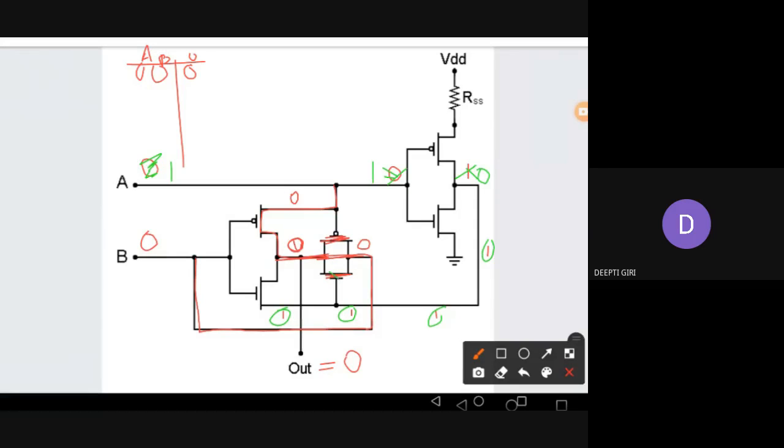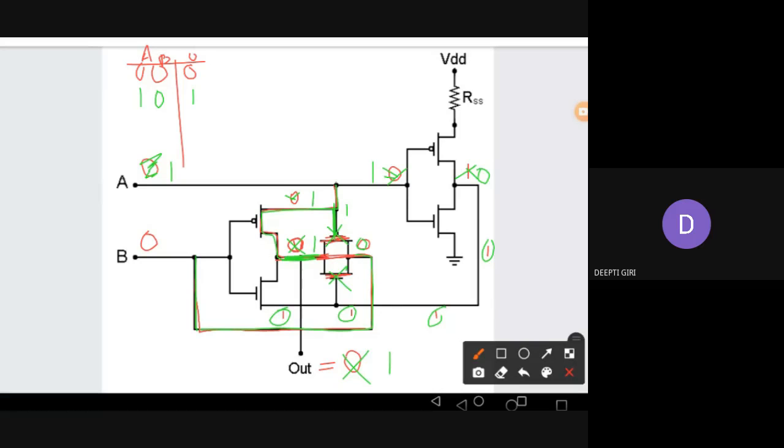So this NMOS is also off, and now this one is also going through this PMOS to this node. So this also becomes 1, this also becomes 1, right? And this B is also 0. B is also coming through here, and here 0 is coming. But here NMOS is off, PMOS is also off because this is 1 in one input gate. So this is off, and my output changes from 0 to 1. When A is 1, B is 0, output is 1.